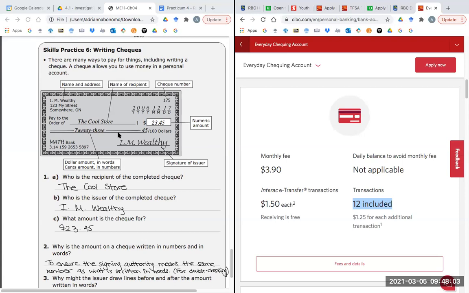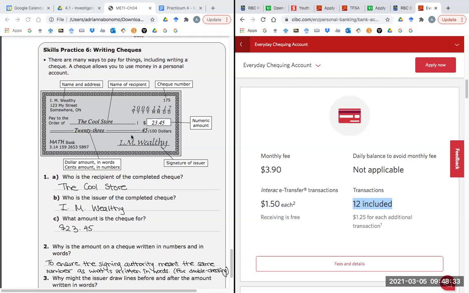The second line here, now we're writing the dollar amount in words. So the dollar amount, meaning the number before the decimal, we write in words. In this case, it's 23, so we're going to write out twenty-three. And now the cents part, we keep in numbers, but we write it right here in front of the "out of 100." So the dollar part, 23, is written in words. The cents part, the 45, is written in numbers.